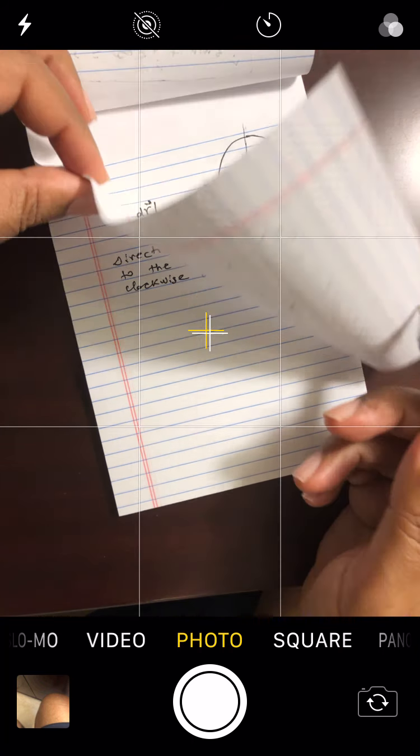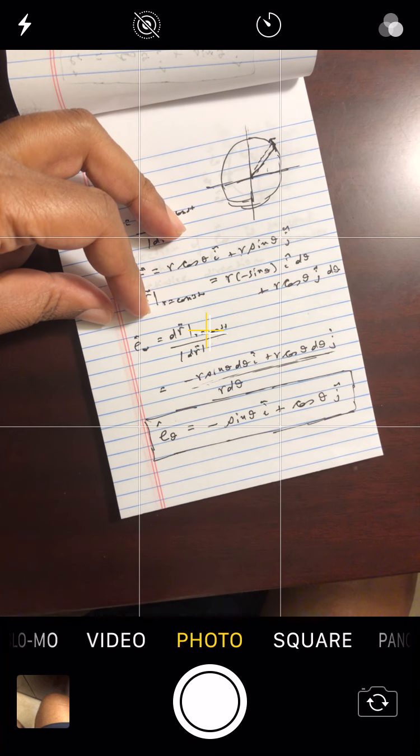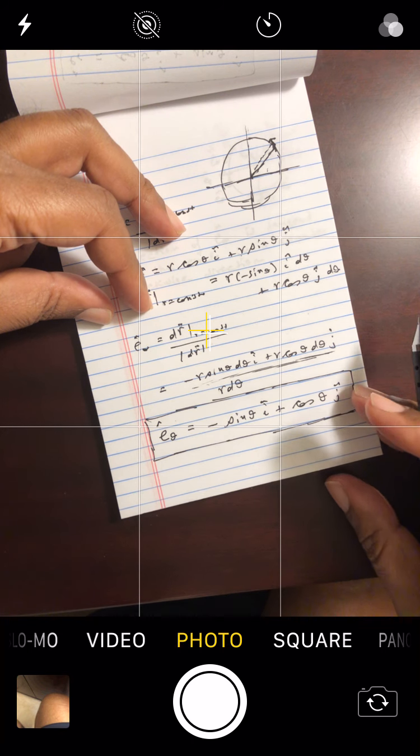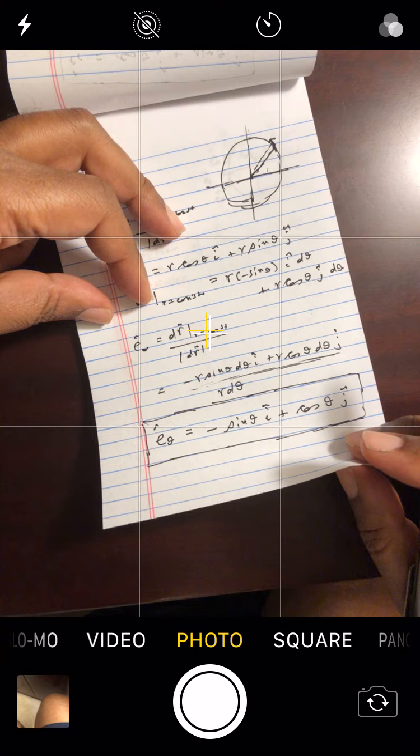Okay, so we have the following formula for E theta. E theta is negative sine theta in the I direction plus cosine theta in the J direction, and it is tangent to the circular trajectory.